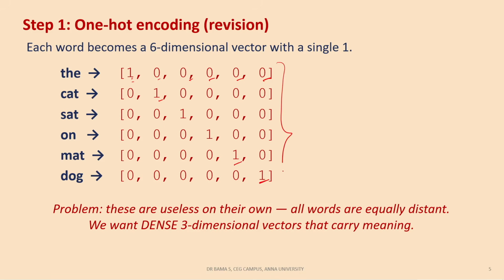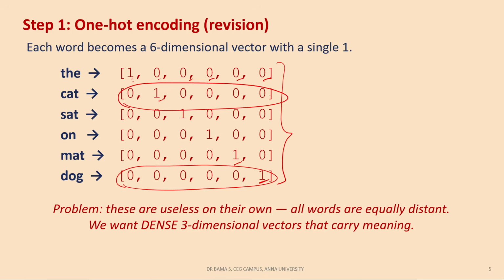Now, these are actually useless on their own. Why? Because these are equally distanced. How is it equally distanced? Because if you take dog and cat, these are very distant. If you take the cosine similarity of these two, it would be 0. But we know that cat and dog are animals and they should share the same vector space. So, how we are going to bring those closer together is what this session is all about.